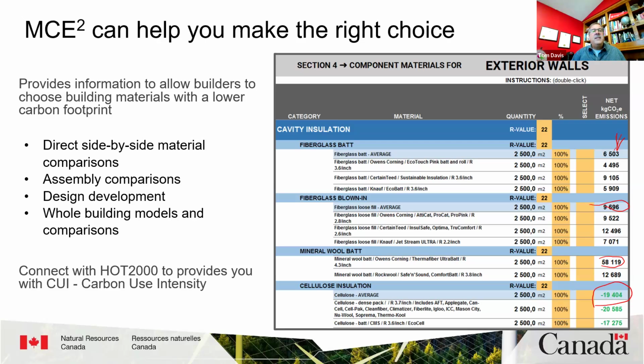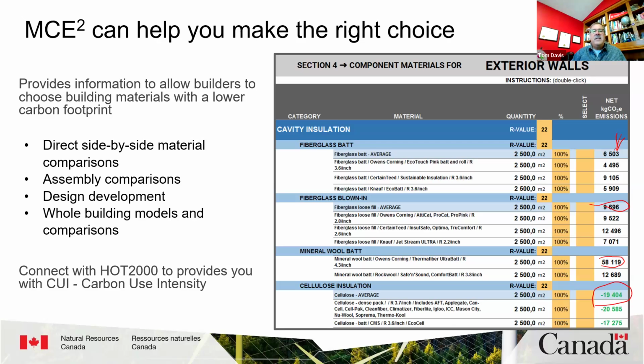MCE Squared can be used to make embodied carbon comparisons of different assemblies within the building by combining all the materials required to build a complete assembly. For example, an exterior wall assembly that includes cladding, strapping, sheathing, framing, insulation, and interior finishes. You can compare completely different but functionally equivalent assemblies.